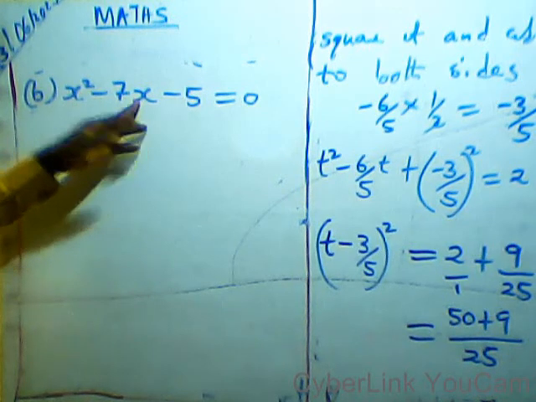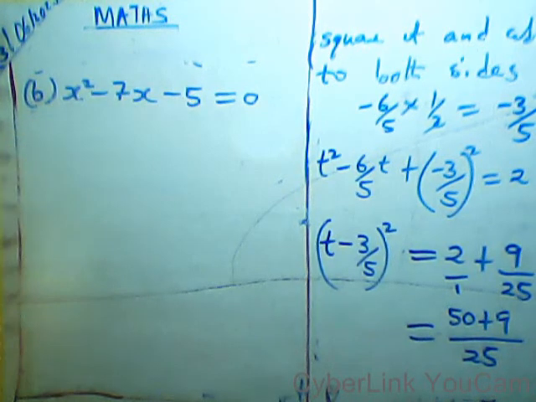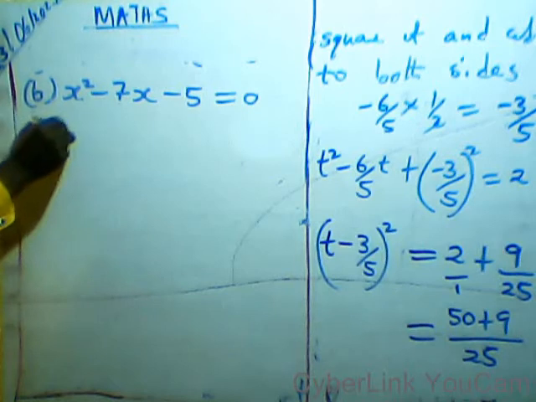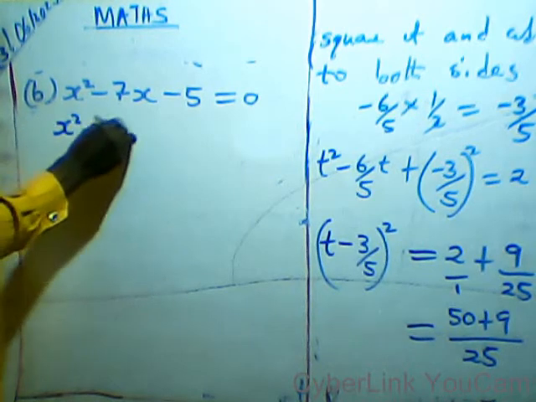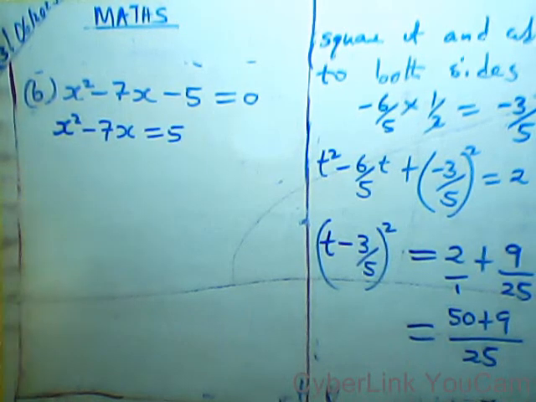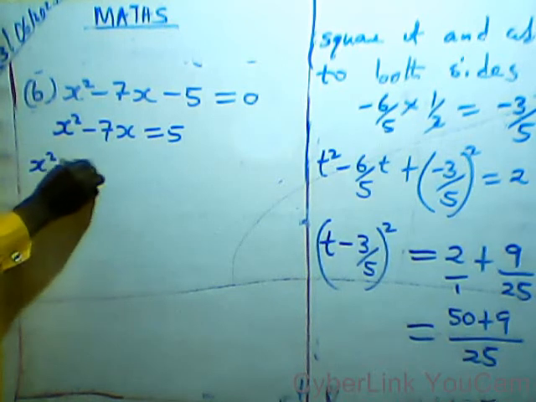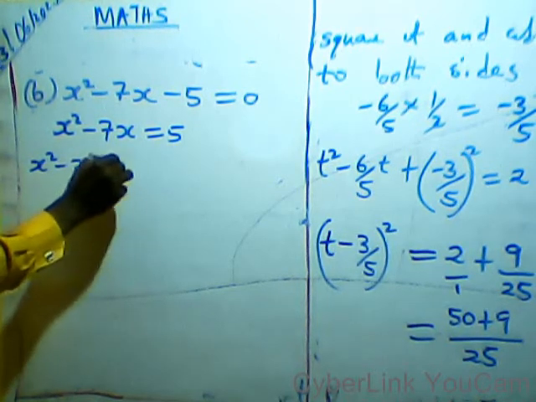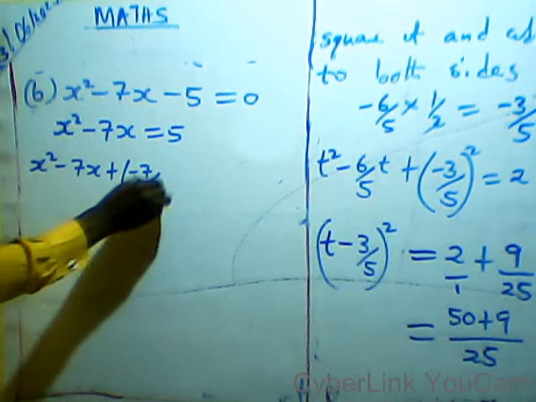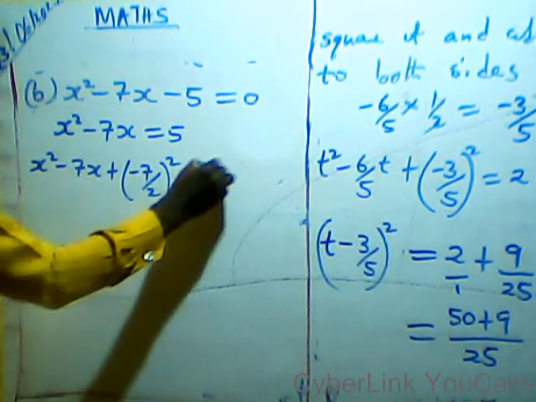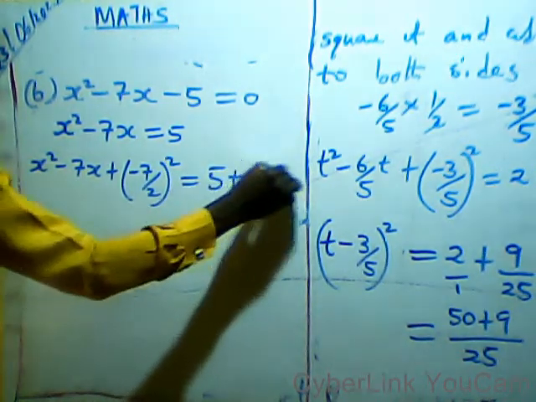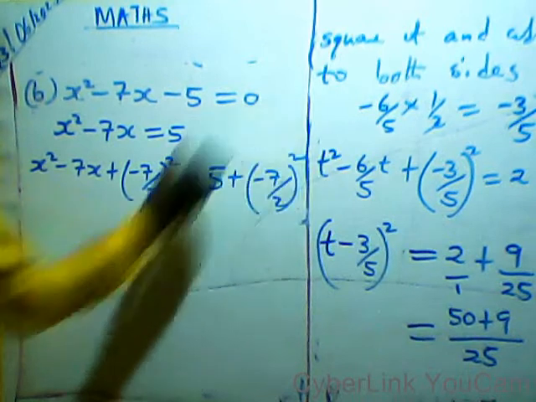What you need to do is transfer the constant to the other side. That means we have x squared minus 7x is equal to 5. Then after that, multiply half with the coefficient of x, square it and add it to both sides. That means that I'm going to have x squared minus 7x plus what? Open the bracket, minus 7 all over 2 all squared is equal to 5 plus, open the bracket, minus 7 all over 2 all squared. That's what I'm going to have.